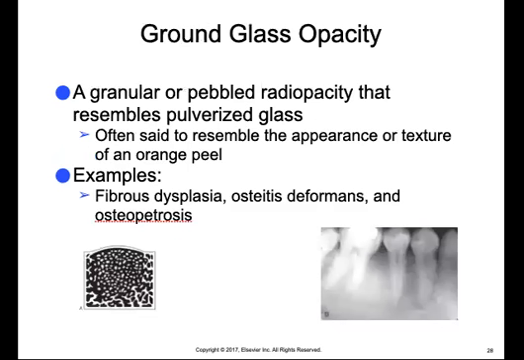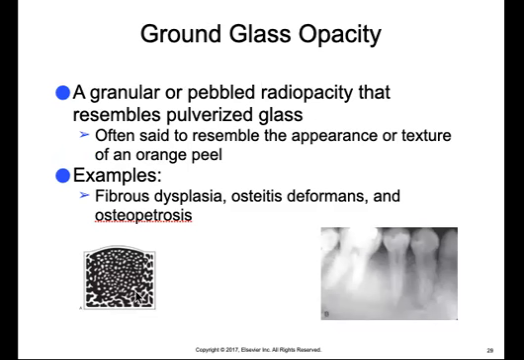A ground glass appearance of bone can be described as a granular or pebbled radiopacity that resembles pulverized glass. A ground glass radiopacity is often said to resemble the texture of an orange peel. Diseases such as fibrous dysplasia, osteitis deformans, and osteopetrosis may exhibit a ground glass or orange peel appearance.